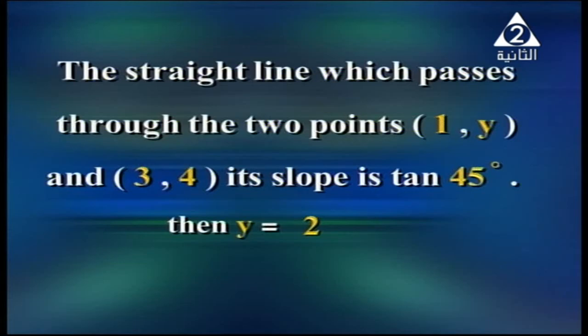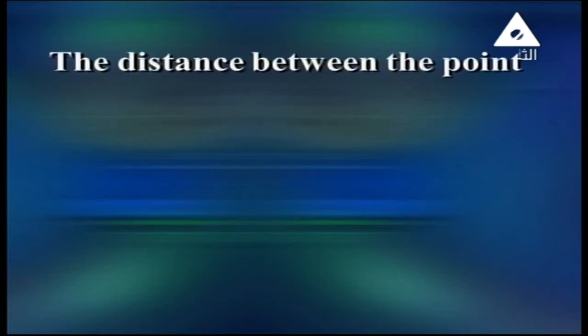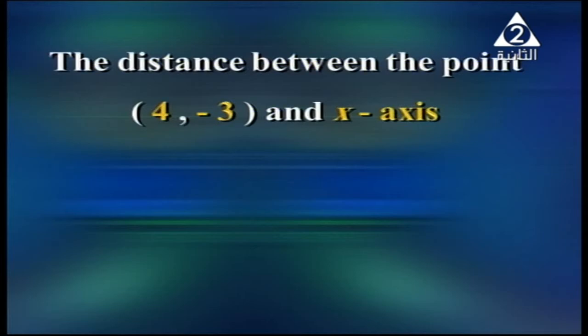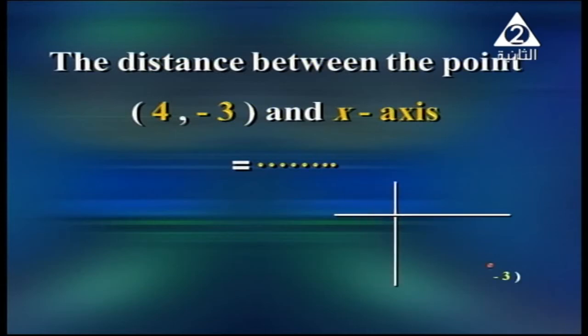Another example, the distance between the point (4, negative 3) and the x-axis equals how many units? First of all, try to plot it graphically. You are going to notice that the point is 3 parts apart from the x-axis and 4 parts apart from the y-axis. So the distance between this point and the x-axis will be 3 units.